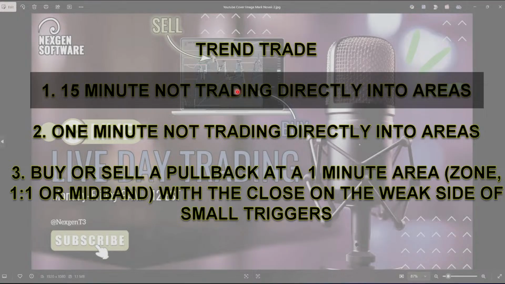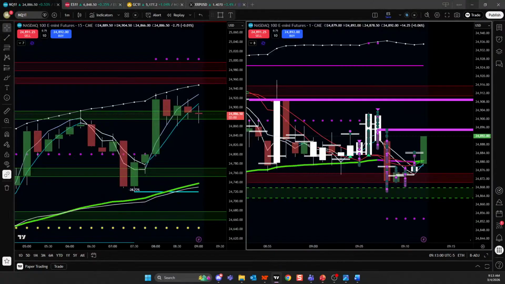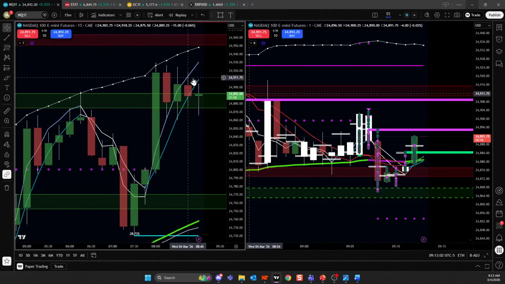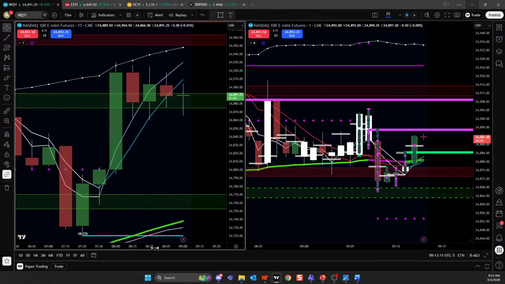Once you define the trend, your first 2 rules are exactly the same. Not trading directly into areas. We start with a 15-minute because we won't ever get off the 15-minute chart and go to the small chart if it's trading directly into areas. So when you define the trend, you're just going to look at wherever the market is and you're going to say, do I have room to targets? Do I have room to an area? Do I have room to make money? So the triggers are up and currently the market is inside of trouble, which means there is absolutely no room. Can you guys give me a why if that makes sense?